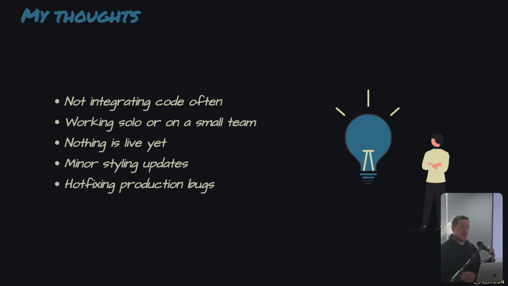If nothing's live yet, if you're building out something and no one's actually using it, then a lot of that risk is mitigated already. If it's just minor styling updates, so if the change you're making isn't really going to have catastrophic effects if it went out, changing the color of a button or something like that, probably not worth feature toggling. And hot fixing production bugs. Just fix the bug. Just fix it. Get on with it.